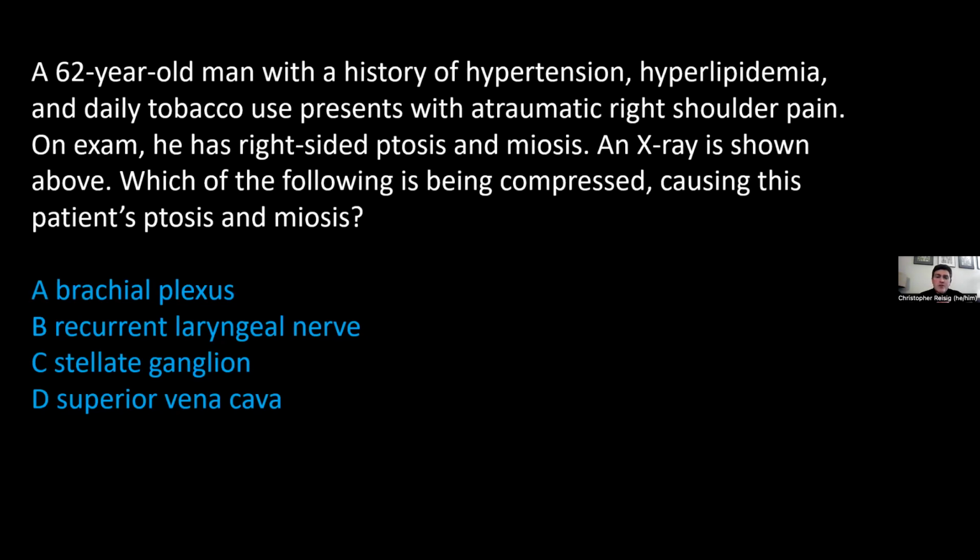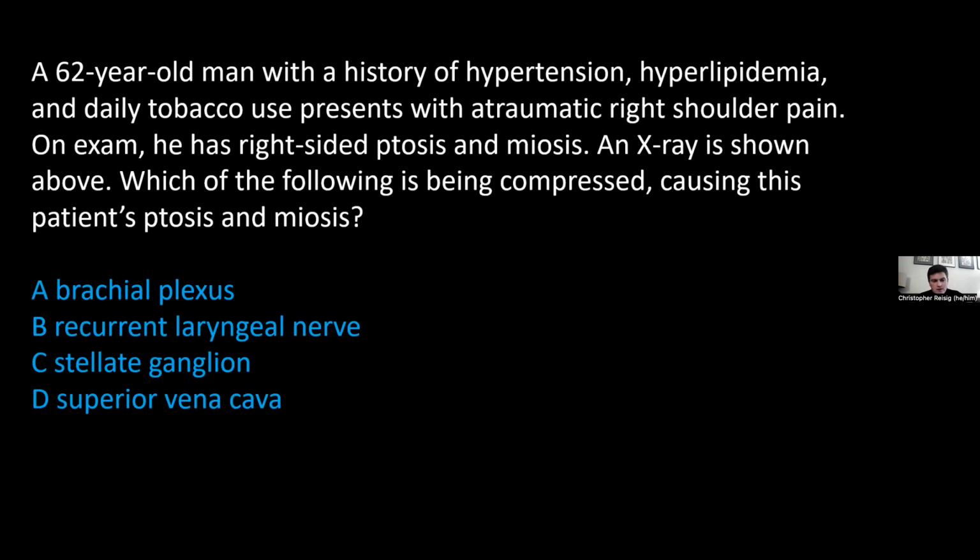62-year-old man, history of hypertension, hyperlipidemia, daily tobacco use, presents with atraumatic right shoulder pain. On exam, he has ptosis and miosis. This is something we are probably all pretty clued in on from Steps and shelves. This is some sort of Pancoast tumor, but the question here is, well, what's being compressed? Your options are brachial plexus, recurrent laryngeal nerve, stellate ganglion, or the superior vena cava.